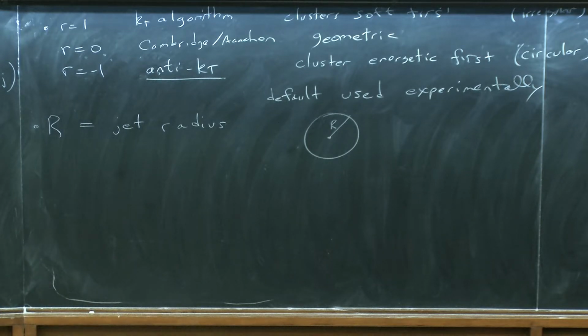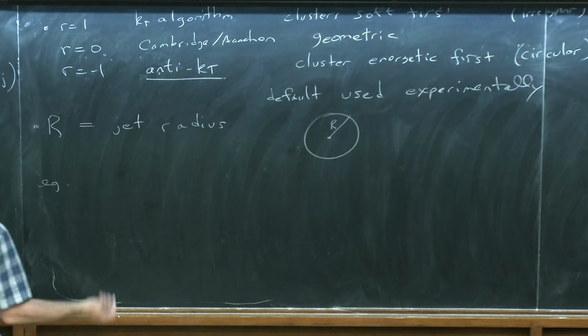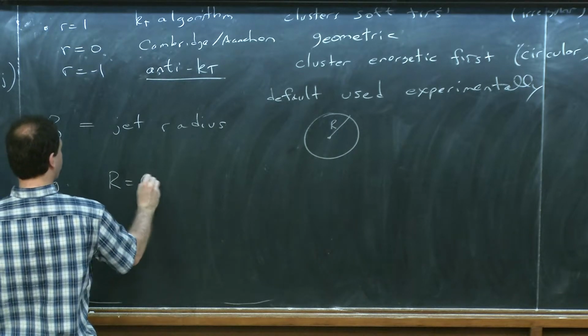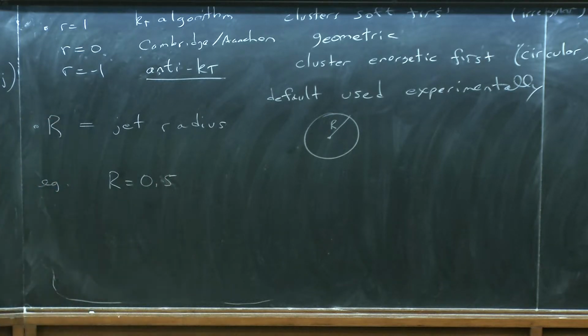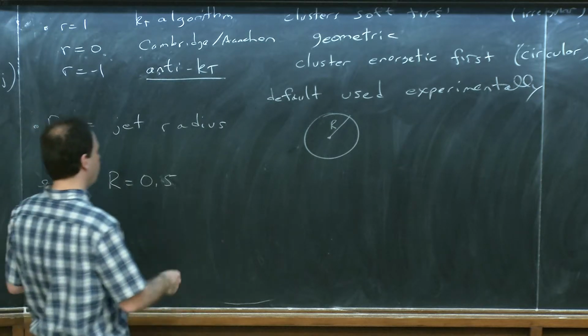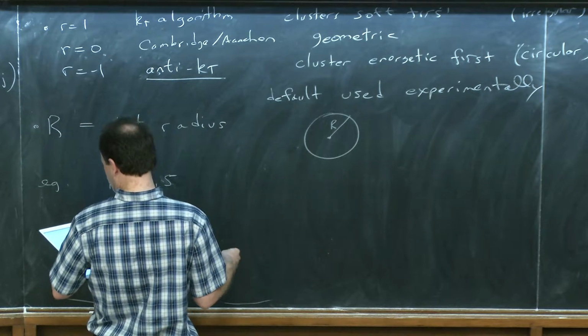Okay, so for example, we could say the following. Let's take R equal to 0.5. Typically we just freeze R to some value and run this algorithm. That's going to tell us how many jets our event had. And then we can do cuts on those measurements.